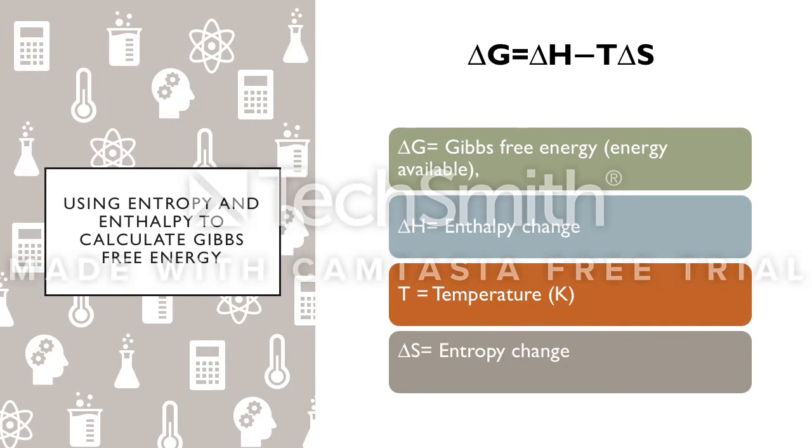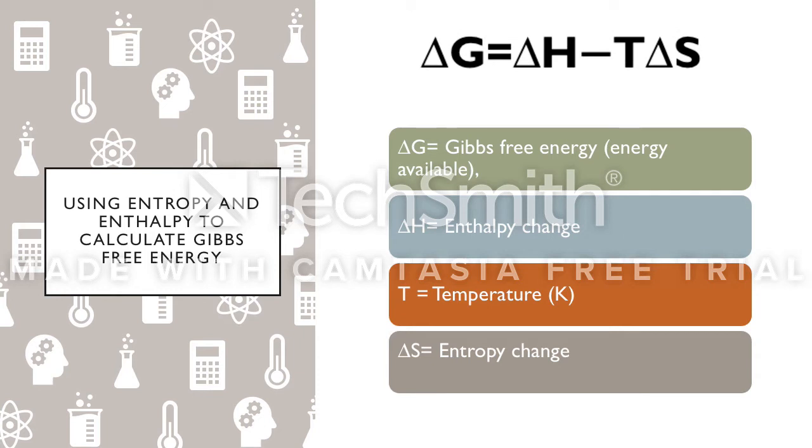As mentioned, there are two different ways of calculating Gibbs free energy. The first one we are going to discuss is using entropy and enthalpy. By measuring or calculating the change in enthalpy and entropy, we can predict whether a reaction will be spontaneous or non-spontaneous at certain temperatures. To get a calculated answer, we will use the Gibbs free energy equation. That is delta G equals delta H minus T delta S.